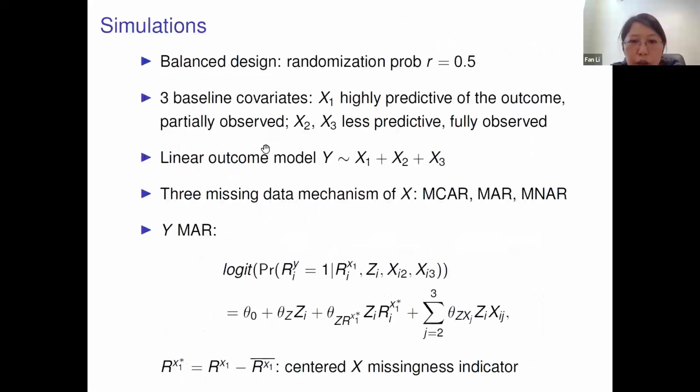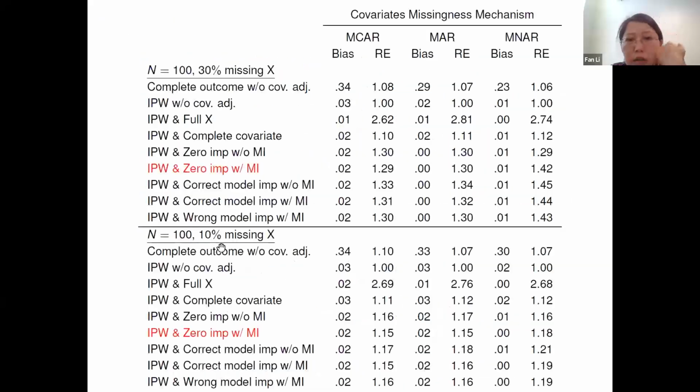In the simulation, we simulated a case that has 3 baseline covariates. One is highly predictive of the outcome and is partially observed. And then the outcome model is just linear, to make life easy. We also compared 3 different missing data mechanisms of X. We know that theoretically this doesn't matter too much. But for Y, we know that matters, and we assume an MAR for Y. Okay, and so this is the result.